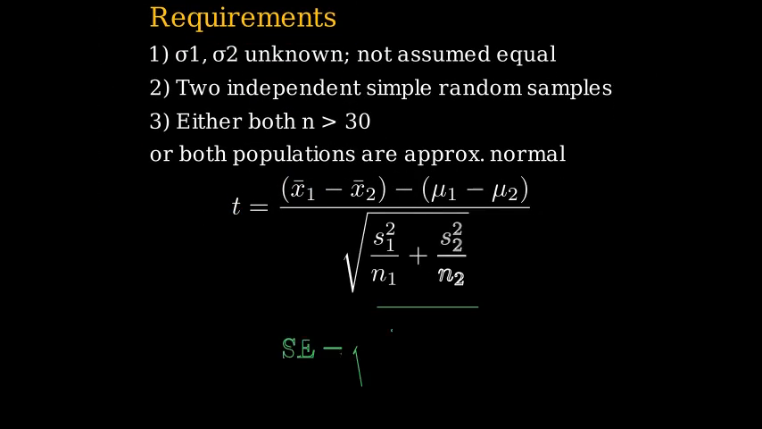Test statistic. Under the null hypothesis, mu1 equals mu2, the Welch t-statistic is x bar 1 minus x bar 2 divided by the standard error. The standard error is the square root of s1 squared over n1 plus s2 squared over n2.